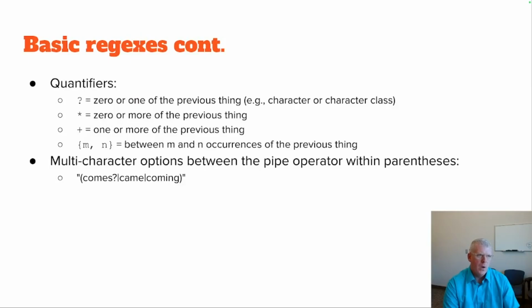Now we need to talk about quantifiers. You can quantify how many of the previous thing in your regex you want to find. So the question mark gives you 0 or 1 of the previous thing, whereas the asterisk gives you 0 or more of the previous thing. I'm using the word thing here on purpose rather than character because it could be a group of characters or it could be one character. So the question mark is 0 or 1 of the previous thing. Asterisk is 0 or more of the previous thing. And a plus sign is 1 or more of the previous thing.